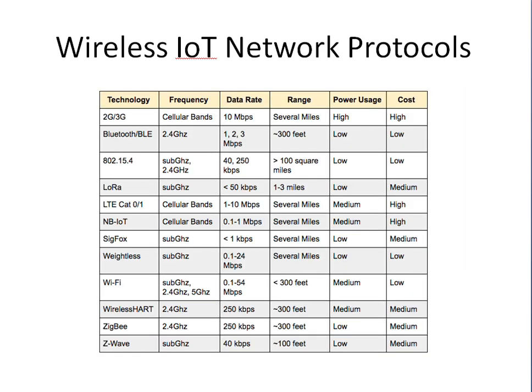For wireless IoT protocols, here are the technology, frequency range, data rate, range, power usage and cost. The 2G, 3G and cellular bands offer around 10 megabits per second with a range of several miles and high cost. So Bluetooth, 802.15.4, LTE, Sigfox and the others are things to follow in terms of frequency range, data rate, range and power usage cost. Zigbee operates in the 2.4 gigahertz band, while others operate in sub-gigahertz bands, and LoRa is a medium-range wireless IoT protocol.